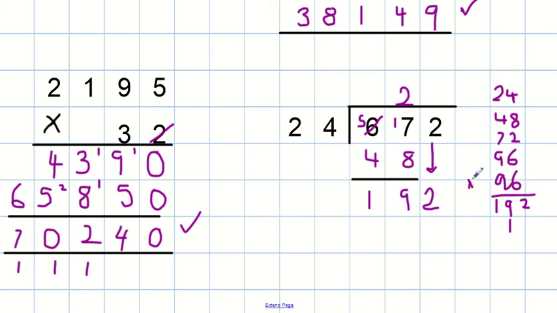192, and that was 8 times. So it goes 8 times exactly. I would have no remainders. So therefore my answer is 28.